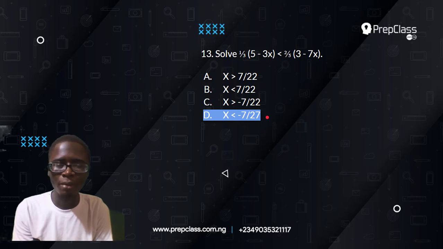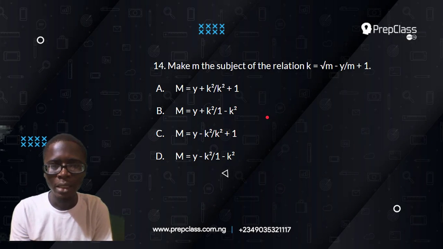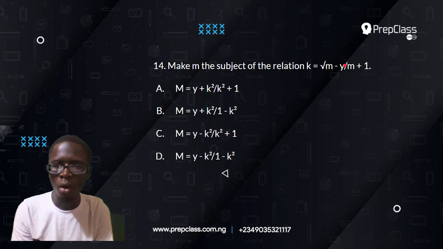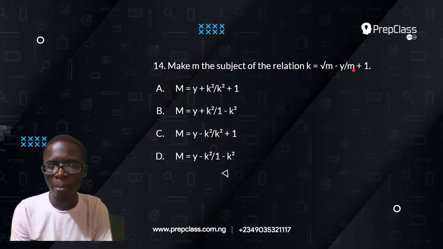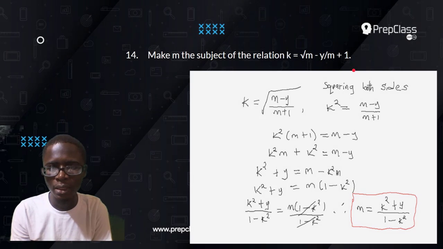So proceeding to question number 14, it says make m the subject of the relation k is equivalent to, this is a root sign covering everything here. Take note of that. So the square root covering all this, m minus y, all bracket divided by m plus 1, something like this. You see?